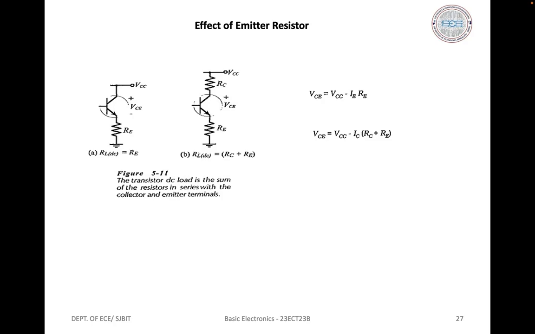In figure B, collector and emitter resistors RC and RE are both present and the total DC load in series with the transistor is RC plus RE. For drawing the DC load line, it is modified to VCE is equal to VCC minus IC into (RC plus RE).